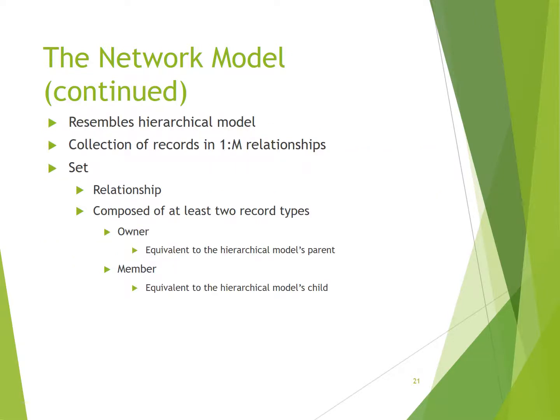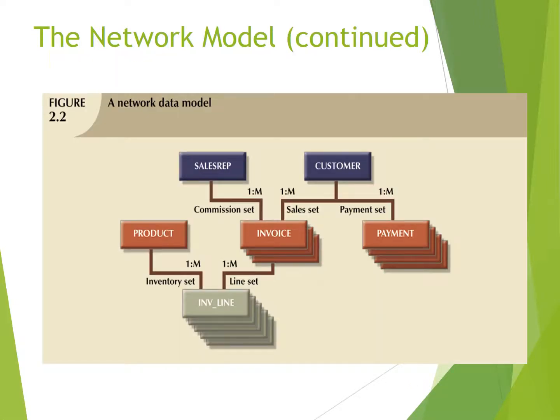As mentioned, it resembles a hierarchical model. It has a collection of records. It shows a relationship of various levels, in this case the lexicon is owner and member. So the owner shows who basically controls the levels below in a network model. It shows things on levels, but unlike the hierarchical model, sub-levels can have different relationships with the higher levels, as shown here.